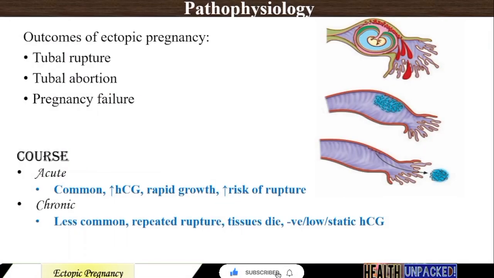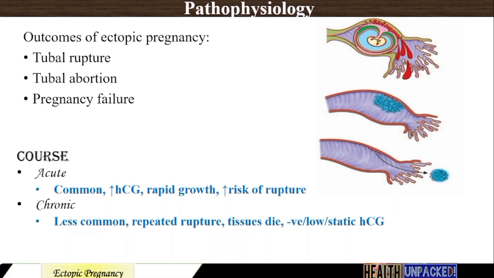Okay, let's see pathophysiology. The outcomes of ectopic pregnancy, I'm talking about the tubal one, could be tubal rupture or tubal abortion, or pregnancy failure, where the pregnancy is absorbed there in the tube. In tubal rupture, since the tube cannot hold the growing fetus inside it, the tube will rupture, and that causes massive bleeding, and the patient will be in shock.